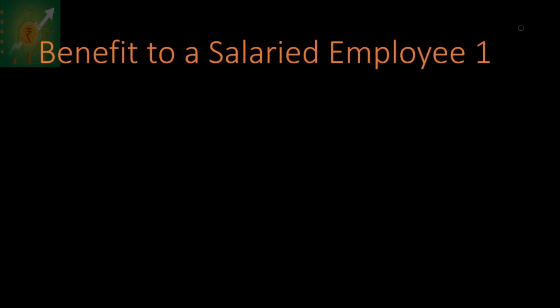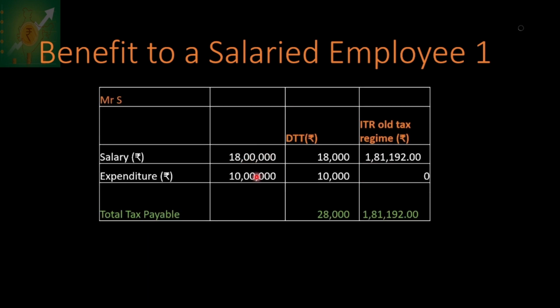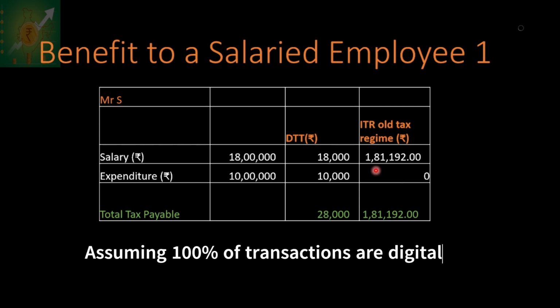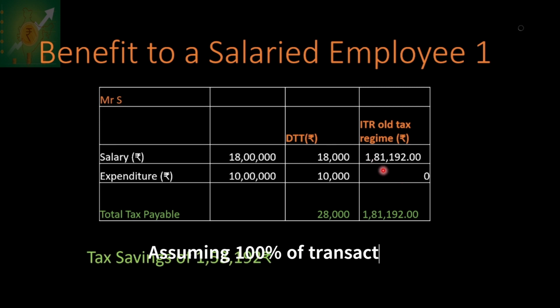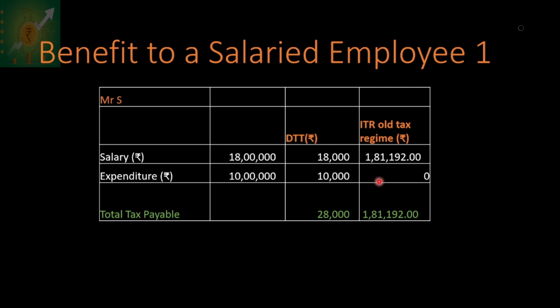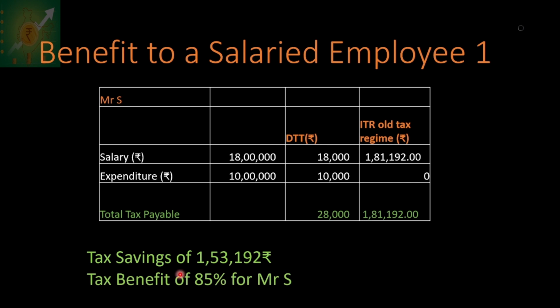Now, let us take a salaried employee example. His earnings are 18 lakhs, his expenditures are 10 lakh rupees per annum. His taxes as per old regime is around 1.811 lakhs. Now comes the interesting part. Take a look at DTT. Just 28,000 rupees. This eventually translates to 1.53 lakh rupees of savings and a tax benefit of 85% for Mr. S.